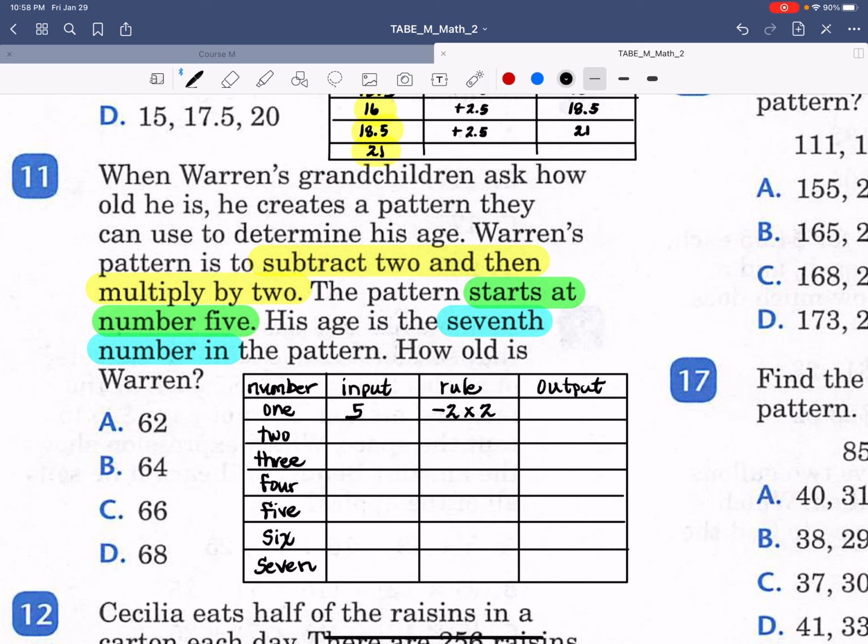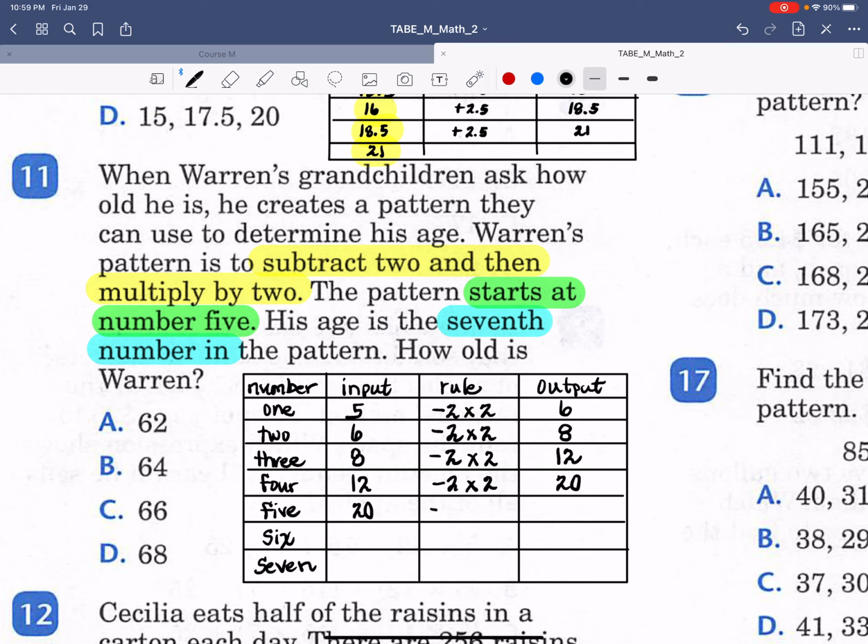5 minus 2 is 3, and 3 times 2 is 6. 6 minus 2 is 4, and 4 times 2 is 8. 8 minus 2 is 6, and 6 times 2 is 12. 12 minus 2 is 10, and 10 times 2 is 20. Now, if Warren is a grandfather, we know that he can't be 20 years old.